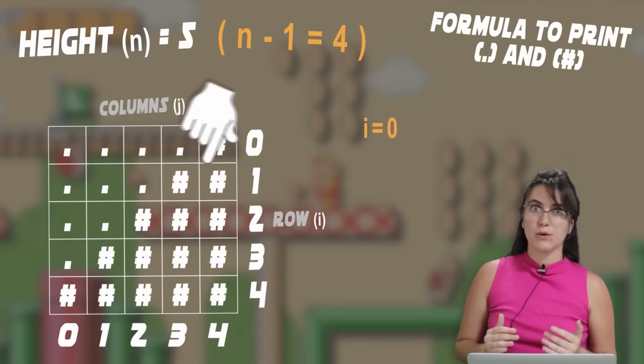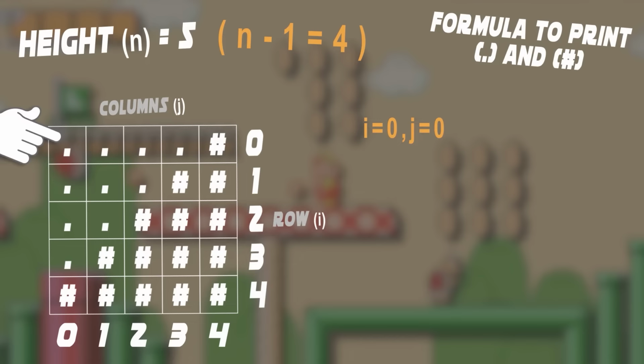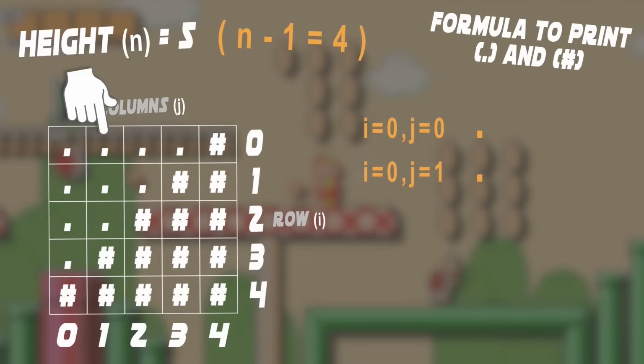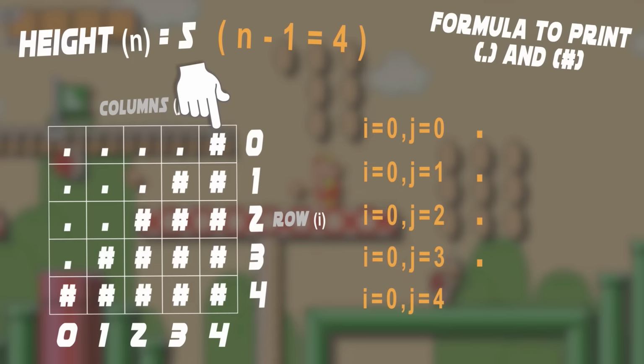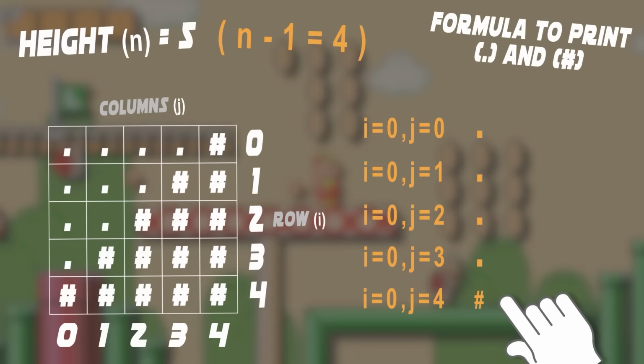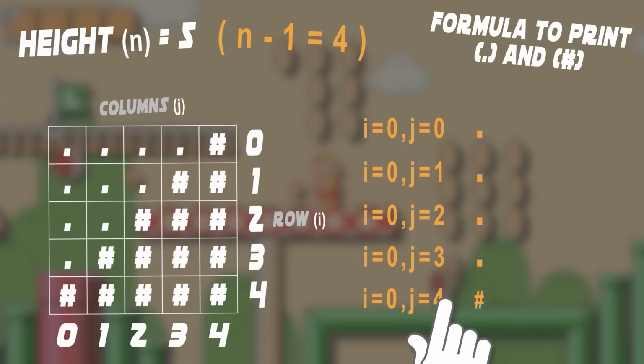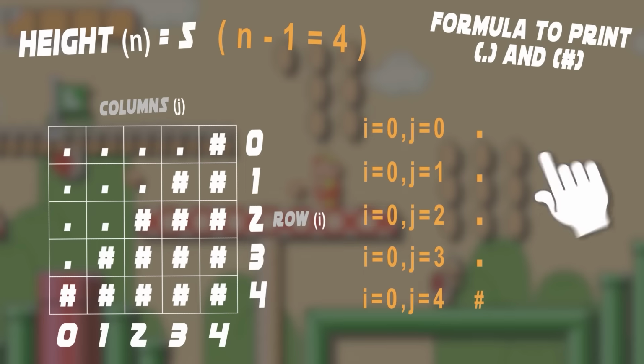When i is equal to 0 in the first row, we can look at j equals 0. In this position, we have a dot. Then when we have i equals 0 and j equals 1, we have a dot again. Then i equals 0 and j equals 2, we have another dot. Then i equals 0, j equals 3, another dot. And finally, we find a hash when i is equal to 0 and j is equal to 4. So what we can observe is that our height has value 5, and the only moment where we have a hash is when j is equal to 4 and i is equal to 0. In the other scenarios, we can't see this.